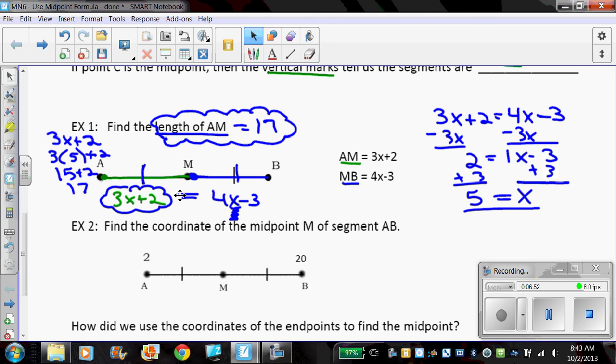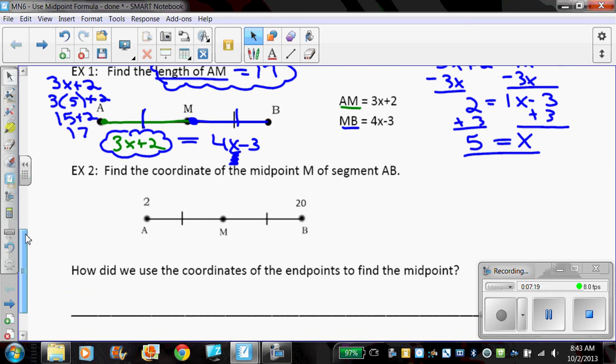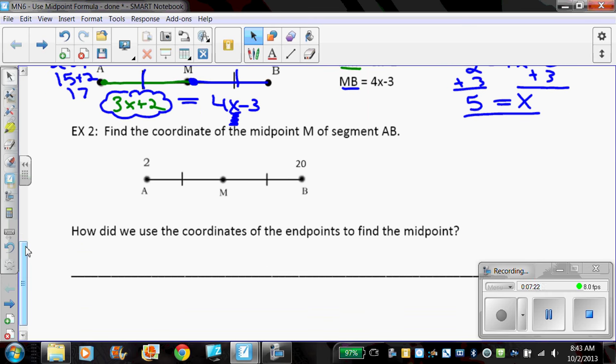Just be careful with the instructions because sometimes they ask different questions. Sometimes they say just solve for x, and that would have been 5. Then in this case, they're asking for the length of AM, which is 17. If they ask for the length of MB, you would also say 17. But if they're asking for the full length of the segment from A to B, that's when you would double 17 and say that it is 34. So 17 times 2 is 34. Okay, so I wanted to mention that because sometimes students need to be told to read those instructions really, really carefully.